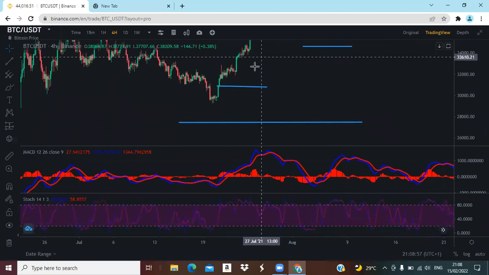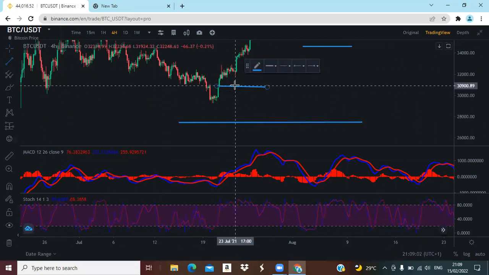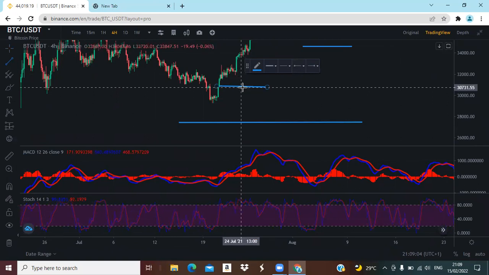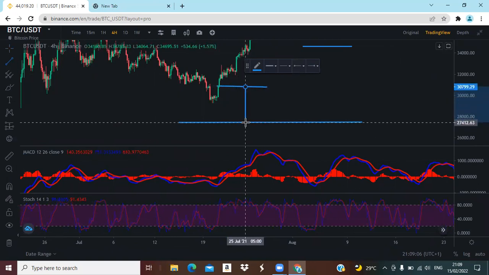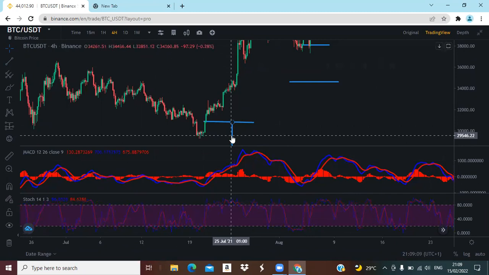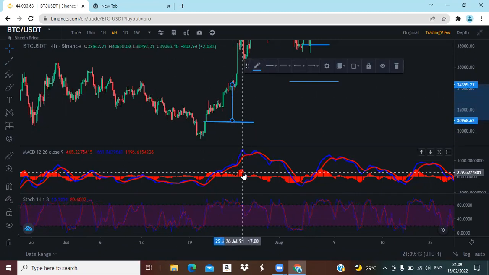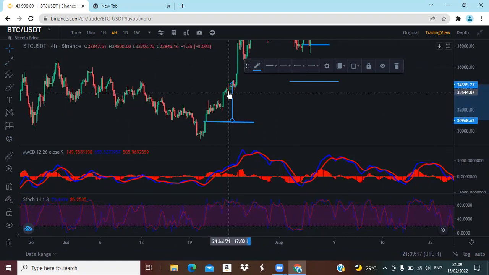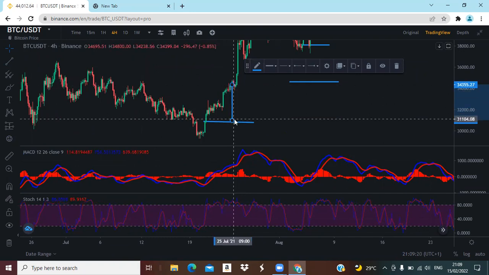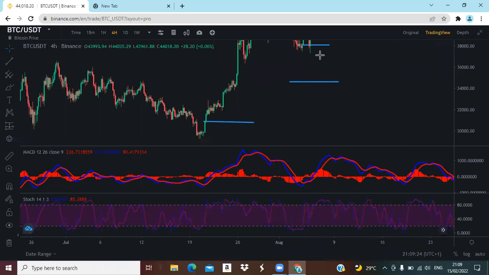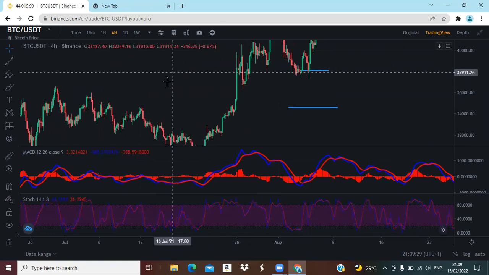Okay, so if you enter here, place a stop loss here, then in this area place the profit target. All right, so that's that for this very strategy.